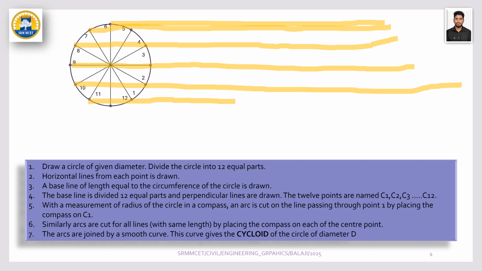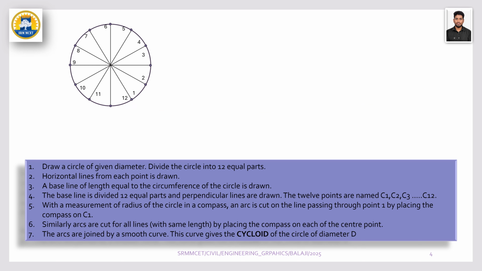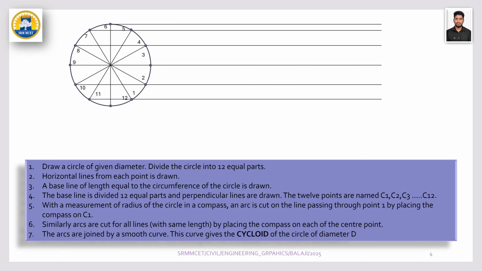So I'm drawing roughly on freehand. You have to use a drafter, and you have to draw horizontal lines like this. If you can see, the lines will come out like this.